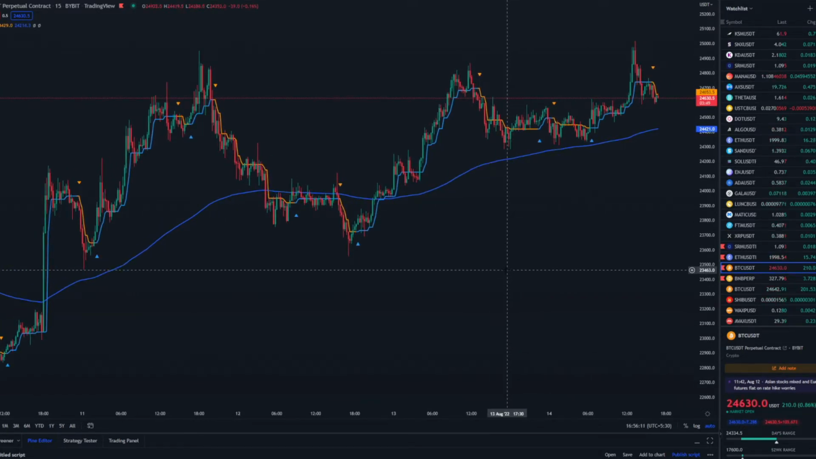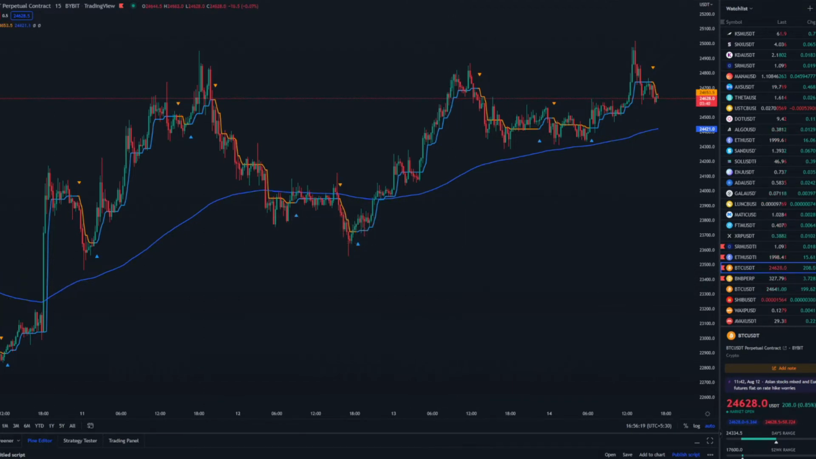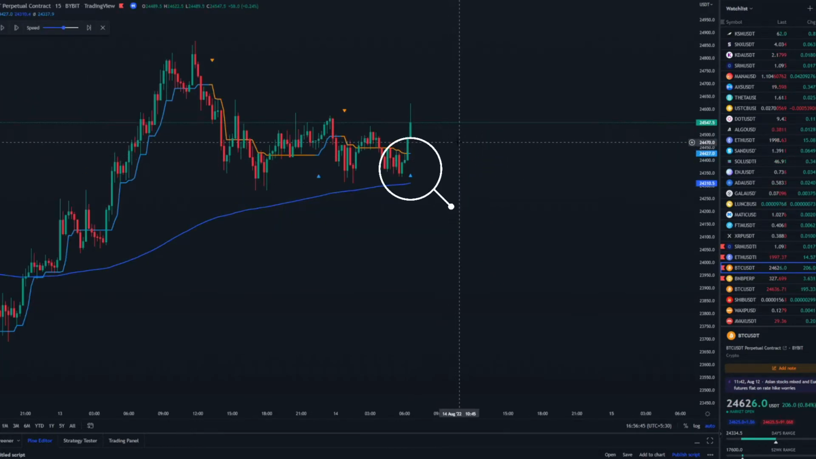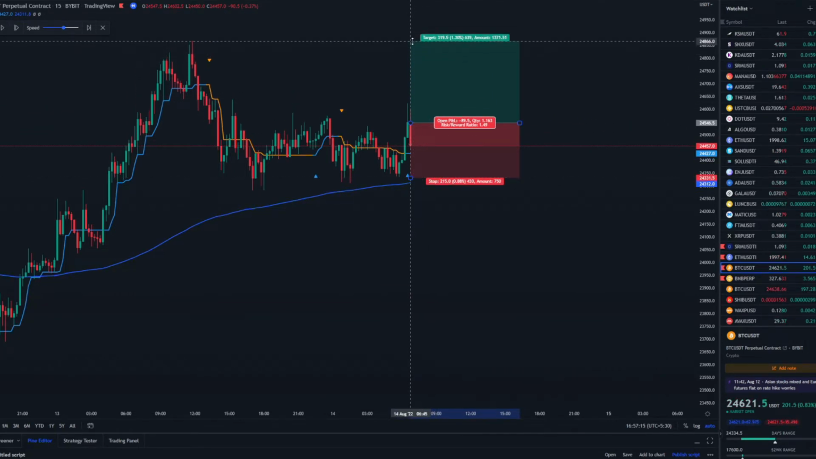Now I will explain the entry and the exit rule of this strategy. First I will explain the buy entry rules. In the first step, make sure the chart is above the 200 moving average. When you see a blue arrow or buy signal below the candle, you can place a buy order and place your stop loss on the last swing low of the market. Then place a take profit position 1.5 times greater than your stop loss.